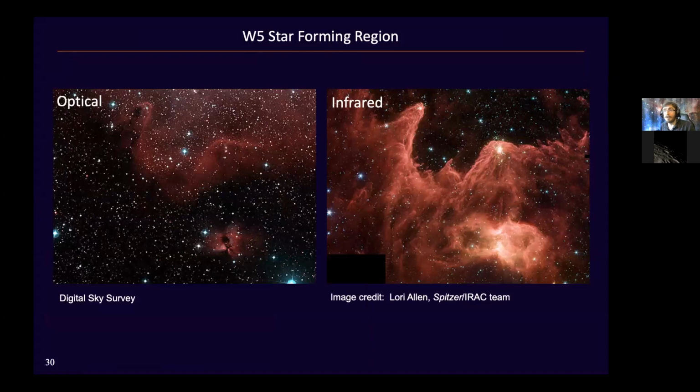If you're looking at a star-forming region like this, if you look in the optical, well, there's some structure here. It's hard to see. Most of it's just kind of dark in this region. But if you look in the infrared, you can start picking up all of the dust glow and a lot more of the individual features of the star-forming region that you just couldn't see in the optical.